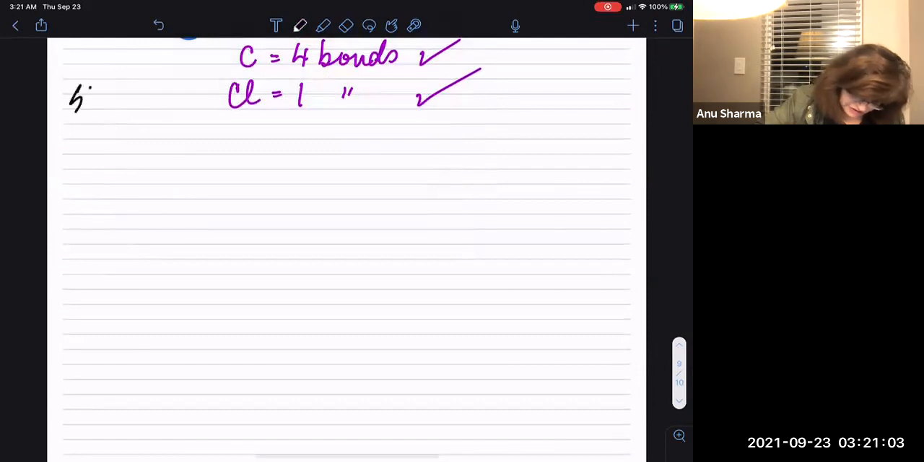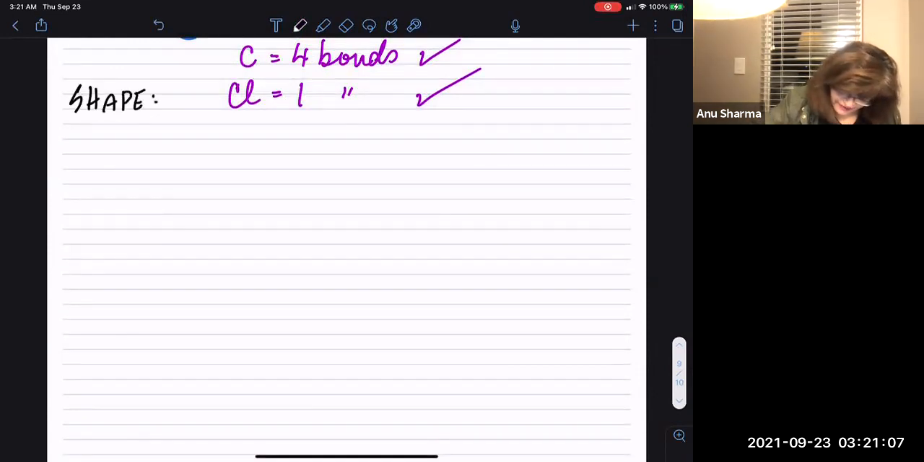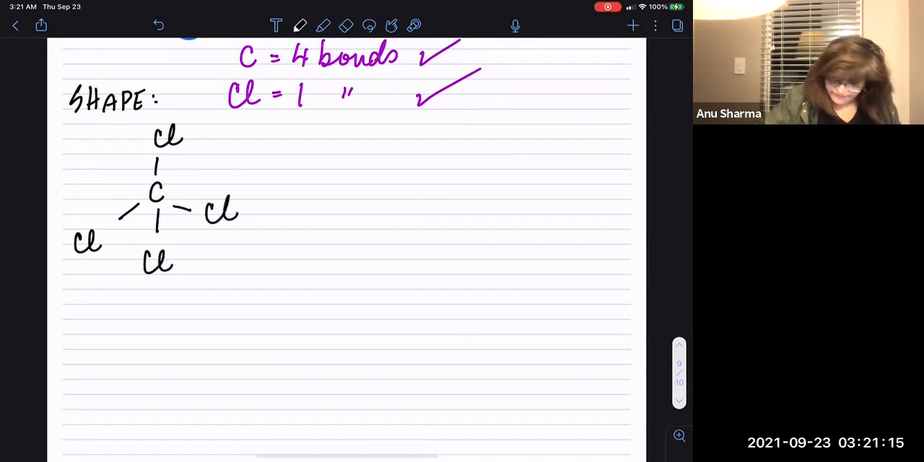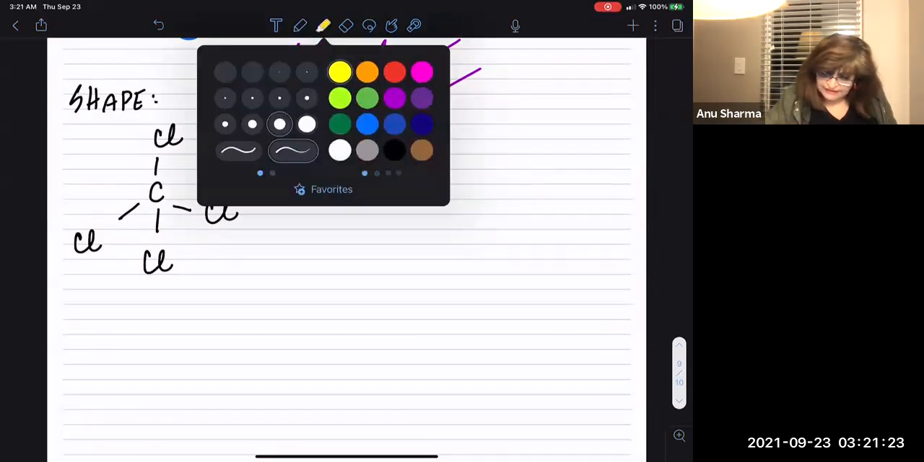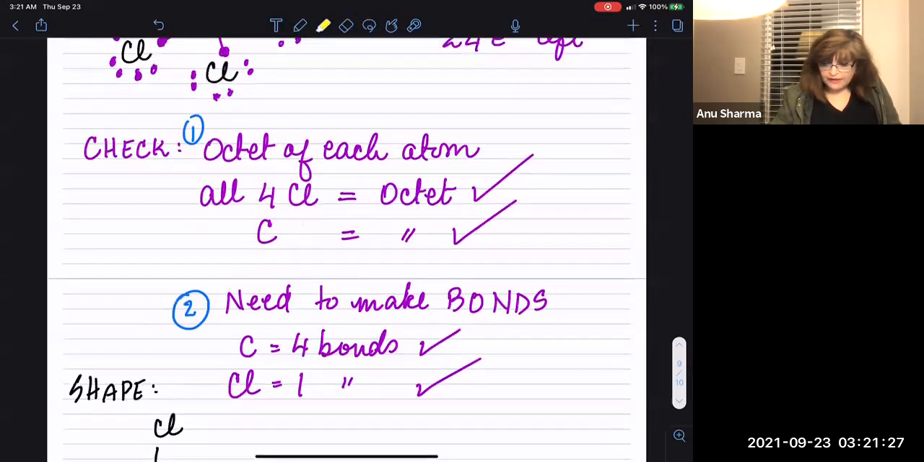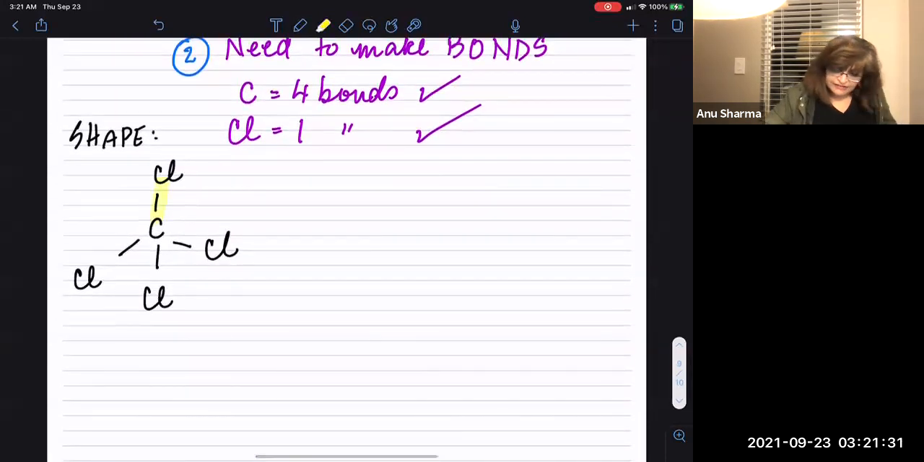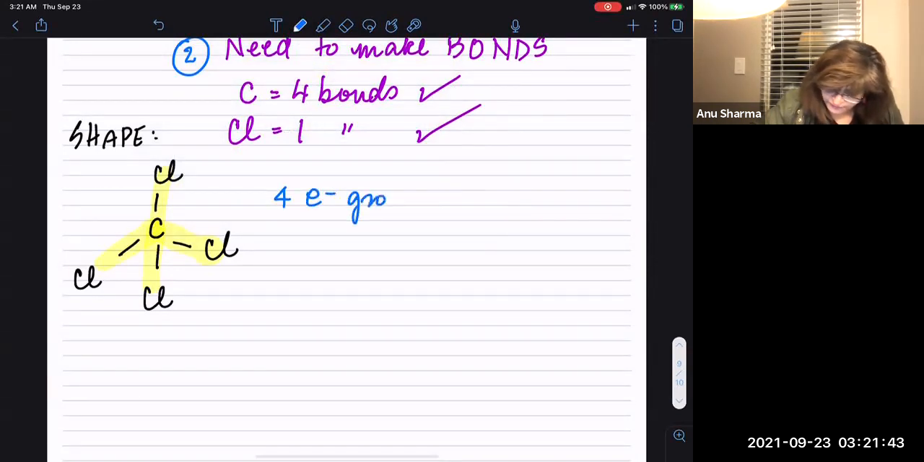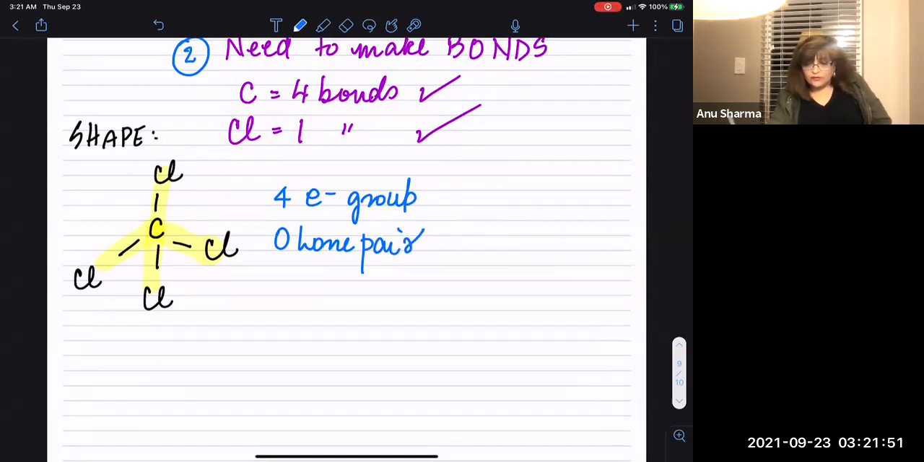Now let's look at the shape. So for the shape, we have carbon in the middle and we have these chlorines on the side. All right. Now, what is the shape? So clearly on the central atom, when chlorines are attached, we don't care about the lone pairs that are present on the chlorine. We see 1, 2, 3, and 4. There are 4 electron groups or 4 electron clouds, 0 lone pair, and four bonded atoms.